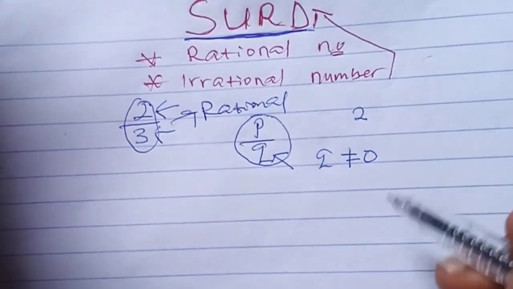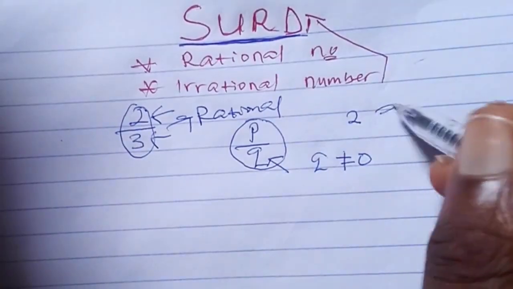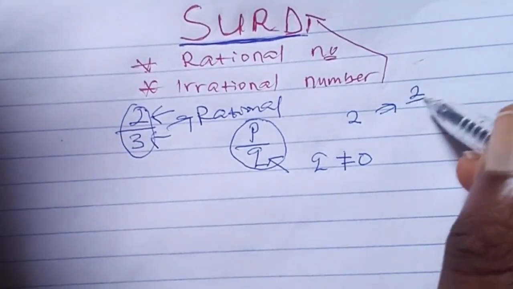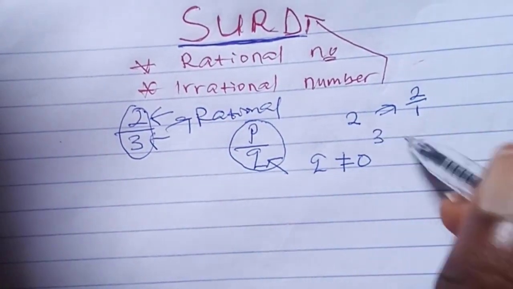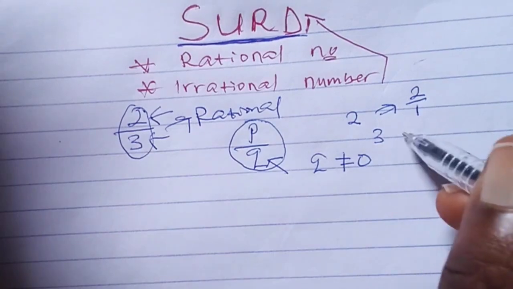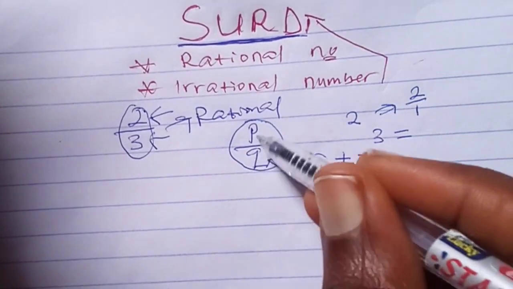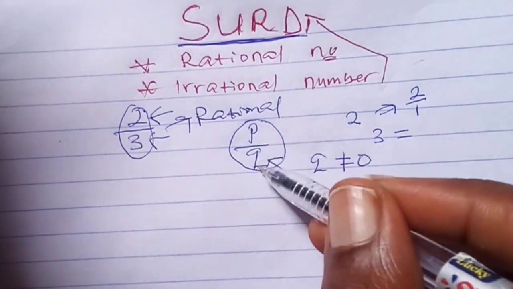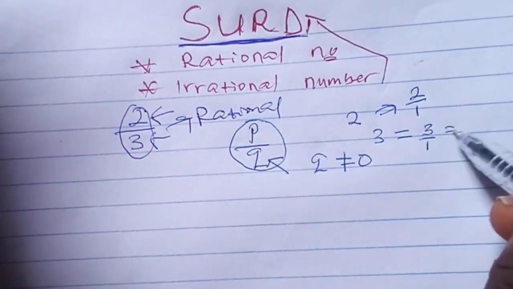Numbers like 2 are rational numbers. Note that 2 is the same thing as 2 over 1. So 2 is a rational number. 3 is also a rational number. 3 can be expressed in this very form, p over q. It can be expressed as a fraction or as a ratio of two integers. So 3 is the same thing as 3 over 1.